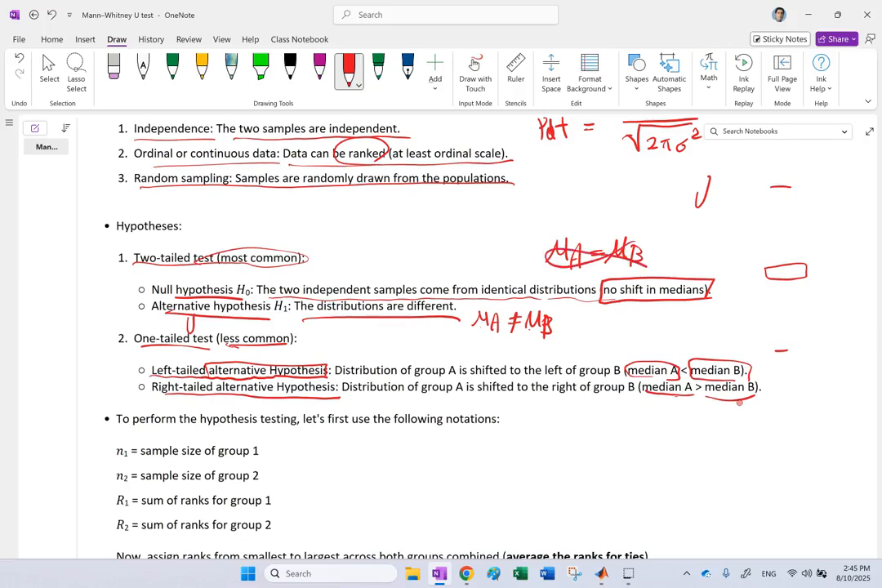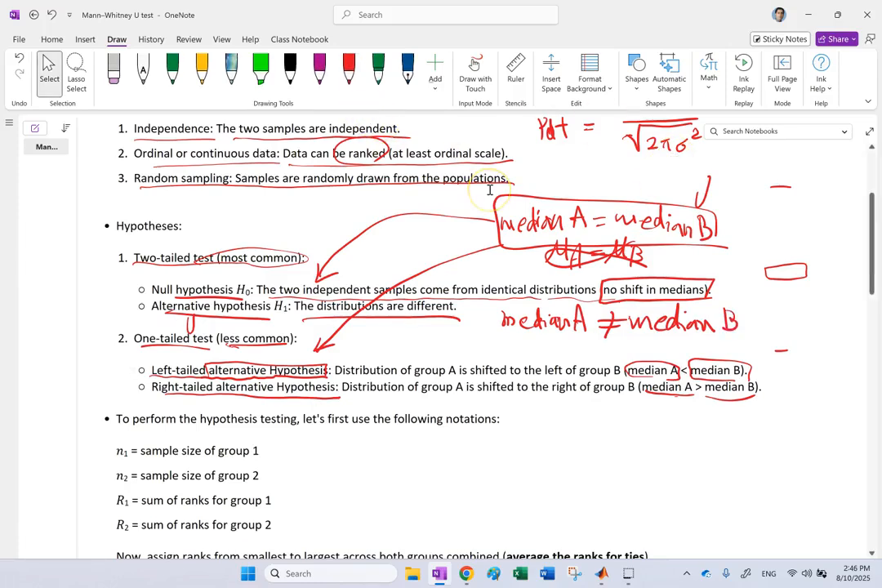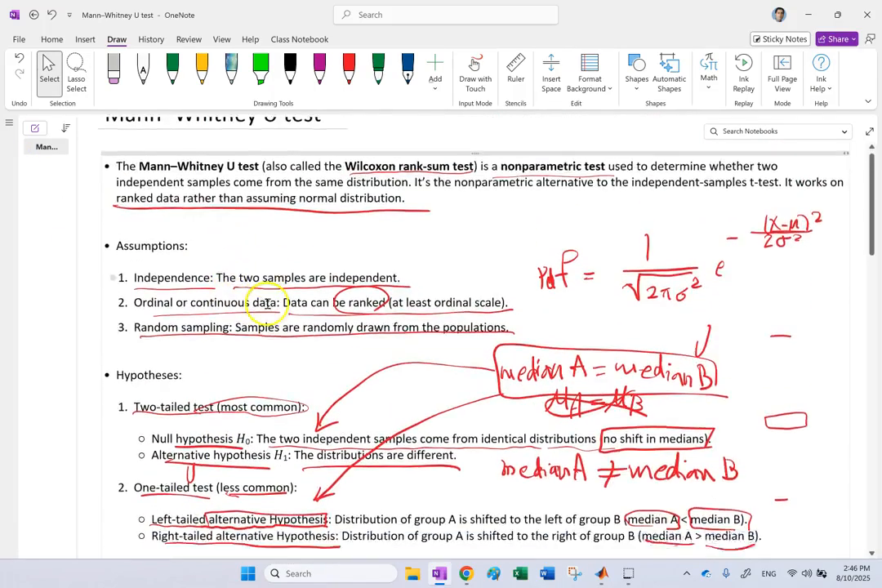Here, this is like median of A equal to B. That is the null hypothesis for both one-tailed and two-tailed. But the alternative here is that for two-tailed, the median of A is not equal to median of B, but in the one-tailed, it's either one bigger than the other or the other one. So A bigger than B or B bigger than A. Okay? So these are the hypotheses for one-tailed and two-tailed.